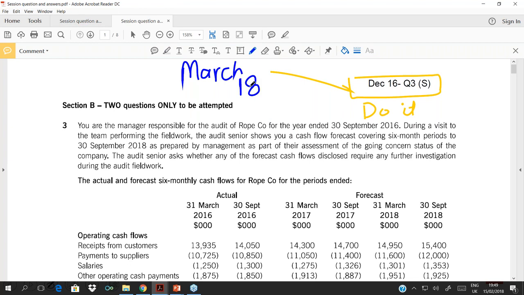Right? So you cannot ignore December 16. December 16 is such an important question which can set the track for March 18 exams. What if you get the same question in March 18? Same requirements. So be prepared. Okay, let's see what the requirements are.